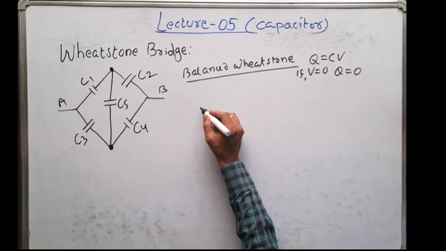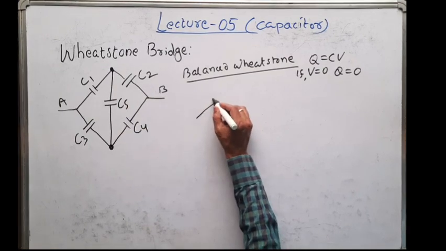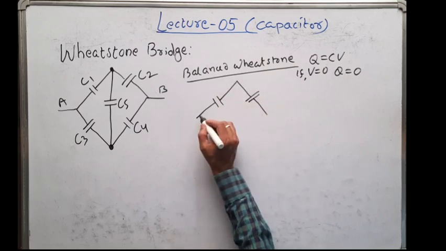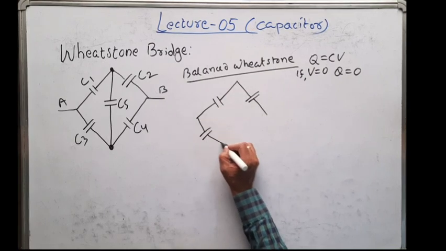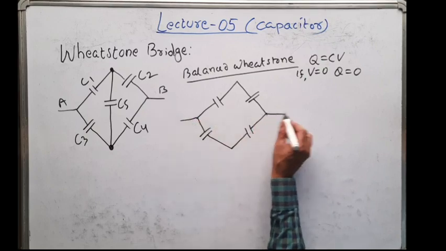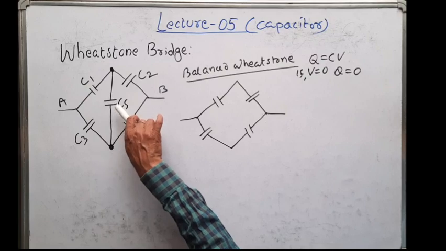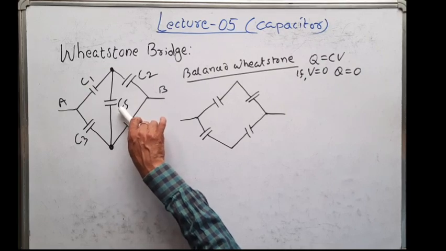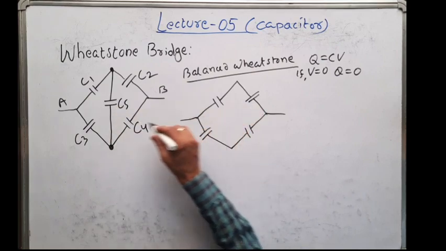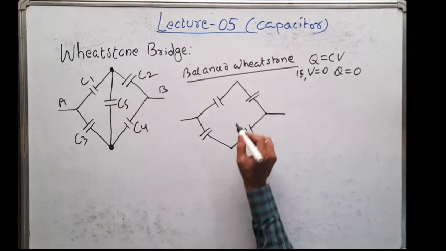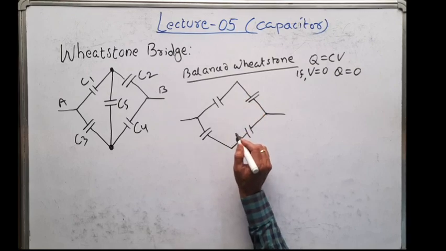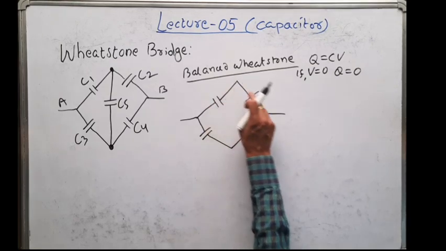So for a balanced Wheatstone bridge, this capacitor C5 will be open. Though this capacitor is physically there, it has no role because the potential difference across these 2 points is equal to 0, so the charge will be 0. It will behave as an open circuit. So we can remove this capacitor without affecting the circuit.